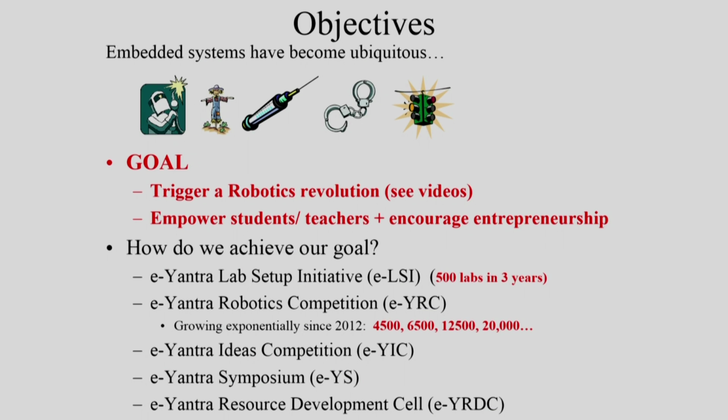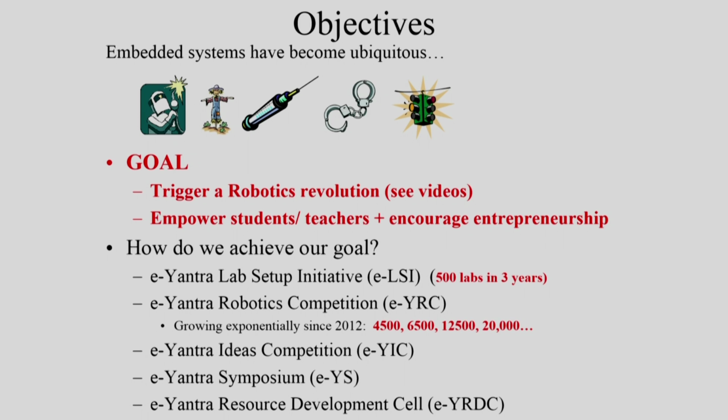Now this has been an unparalleled success in the sense that it's growing exponentially. In 2012 we had 4,500 students participate, then 6,500 in the next year, 12,500, and now this year almost 20,000 students. So students seem to see a lot of value in this. Then we have an ideas competition where students can identify their own problem that they want to solve, and they solve it using off the shelf components and come to the eYantra symposium, which is held at IIT Bombay, where teachers come together to see what has been going on in the other labs.